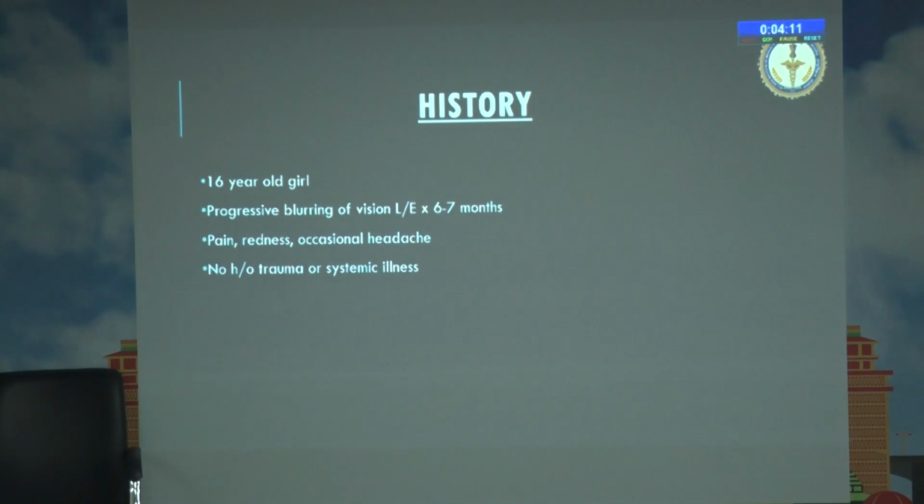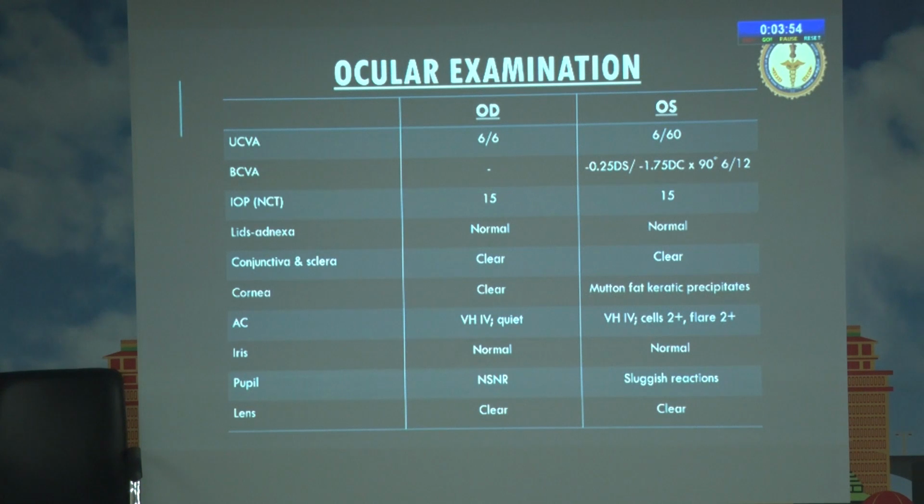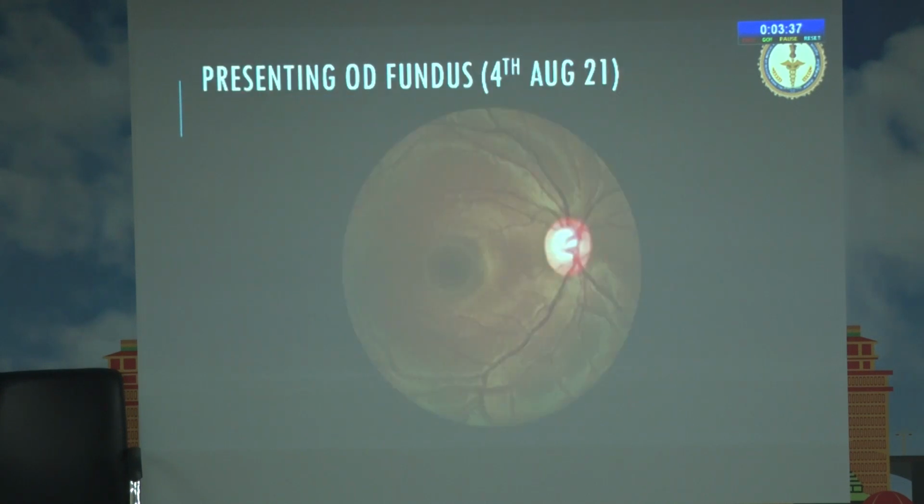So with this in mind, we had a 16-year-old girl who presented to our OPD with progressive blurring of vision in the left eye for the last 6-7 months, and she also had associated pain and redness and occasional headache. There was no history of trauma or any other systemic illness associated. On examination, the right eye anterior segment was normal, whereas the left eye revealed a vision of 6/60, with the anterior segment showing a granulomatous anterior uveitis picture with mutton-fat keratic precipitates, 2+ cells, and flare. And the pupillary reactions were sluggish as well.